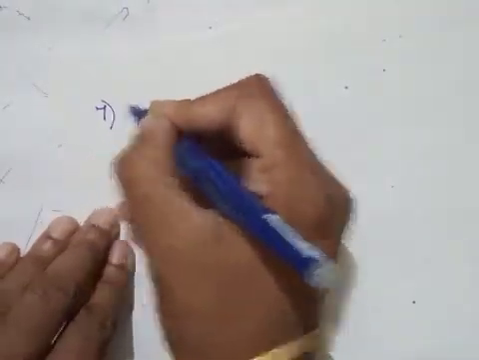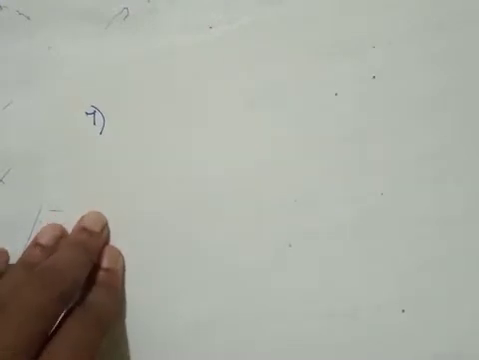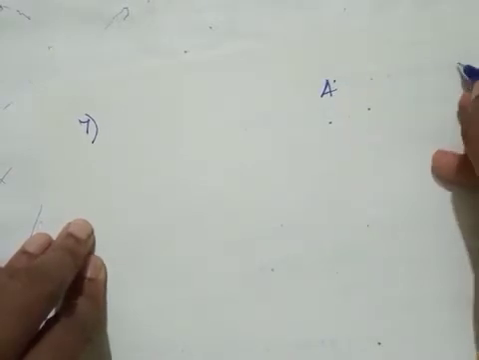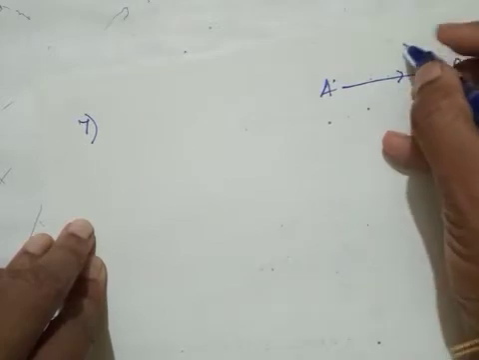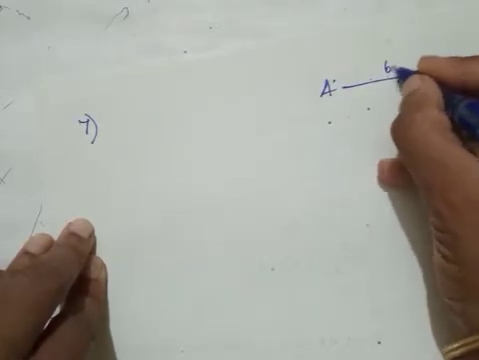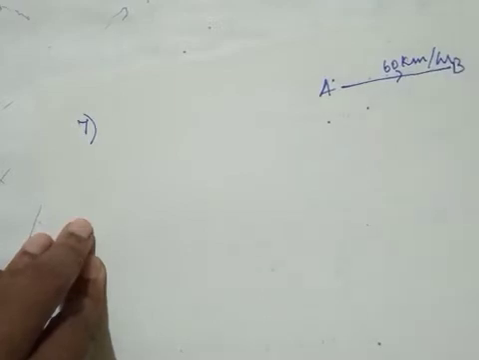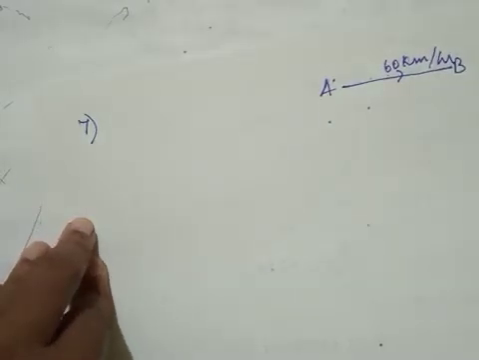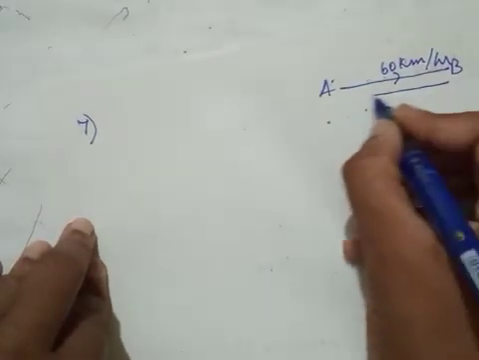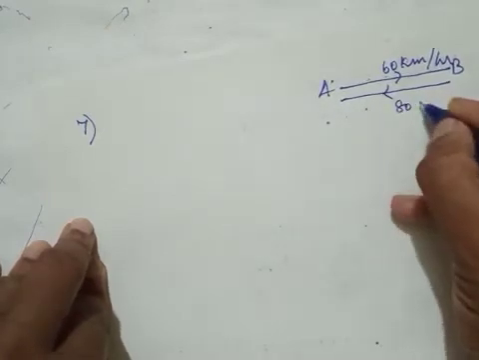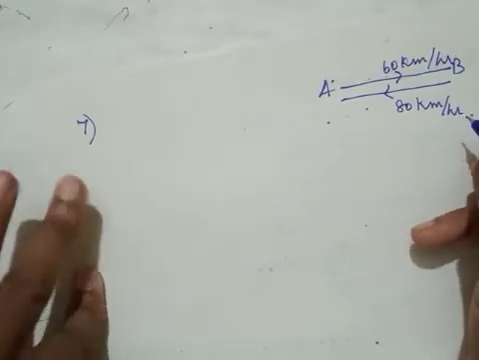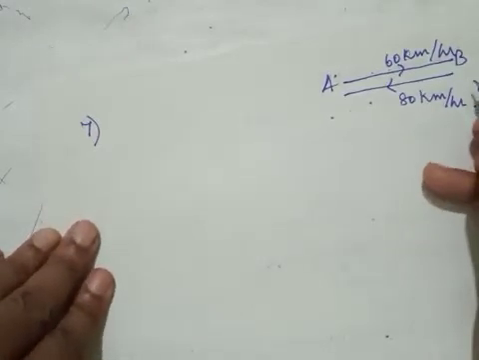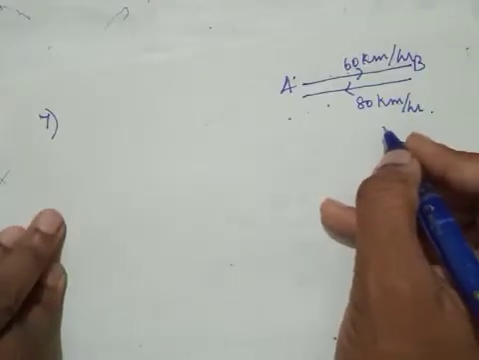So question number 7. A train travels with a speed of 60 km per hour from station A to station B. So we have two stations, station A, station B. A train travels from A to B with a speed 60 km per hour. Then it comes back from B to A with a speed 80 km per hour. Find the average speed and average velocity.